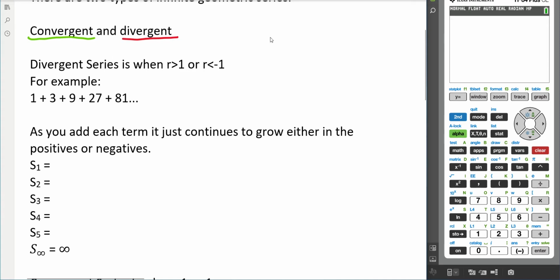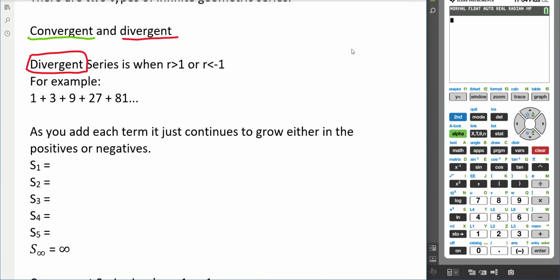So when I talk about divergent, I'm going to use red. So we're going to look at divergent first. Red because divergent is bad. Divergent means that we cannot calculate the series. Okay, so let's go into it.